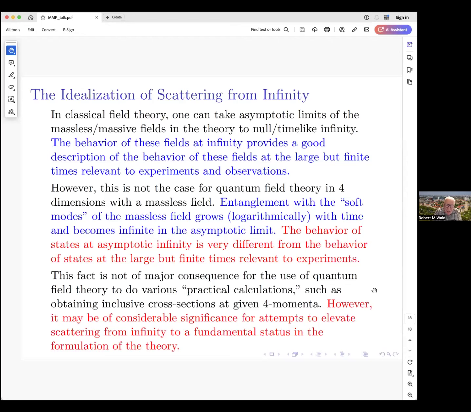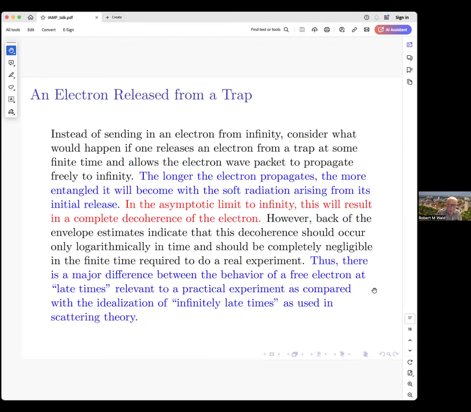So I'm referring to this sort of case where the electron is getting more and more entangled with the soft modes as time goes on, but the entanglement is increasing only logarithmically. There would be some time scale associated with releasing the wave packet. If you released it instantaneously, there'd be some singular behavior associated with the instantaneous release. So I'm imagining that we're releasing it over some time scale.